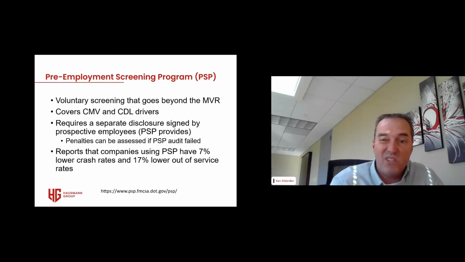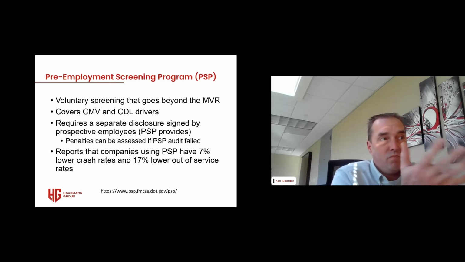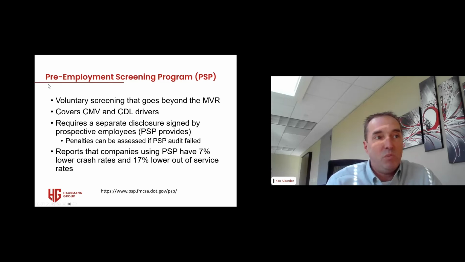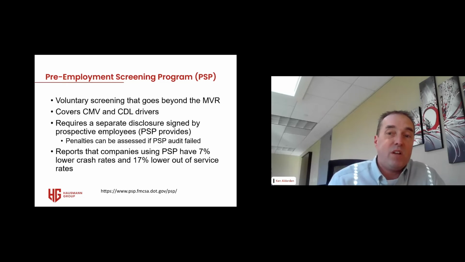listed with a DOT number, essentially, or associated with a DOT number, if they ever got stopped with one of those vehicles, it'll give you their roadside inspection data for all of your drivers listed there. So again, it'll cover CDL and CMV drivers, so it's not a CDL specific program. It requires a specific disclosure form signed. So I talked about the MVR disclosure form that we agree you're going to check them. PSP has a second one that you need to use, and there are penalties that they can assess if they do audit your company. So you want to make sure you're doing the actual audit form for the PSP.